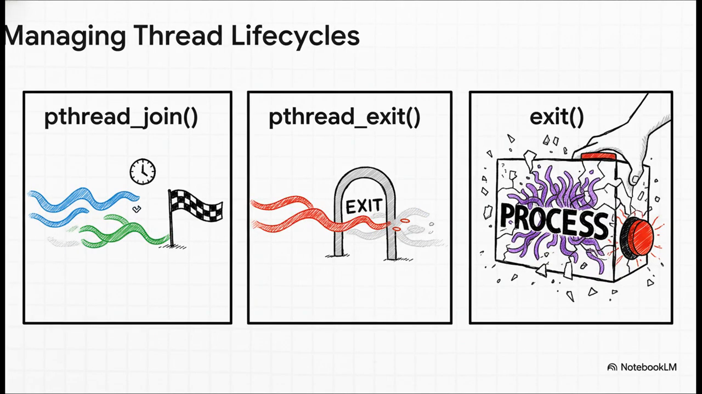And managing their lifecycle is also pretty straightforward. pthread_join is like telling your main program, hey, pause here and just wait for this other thread to finish its job. pthread_exit is how an individual thread can say, all right, I'm done here, I'm clocking out. But you have to be really careful with the plain old exit function. That's the big red emergency stop button. It kills the entire process and takes every single thread down with it.